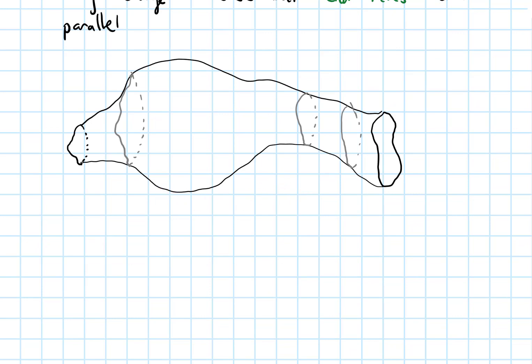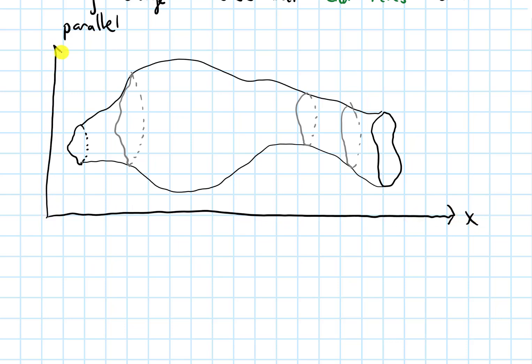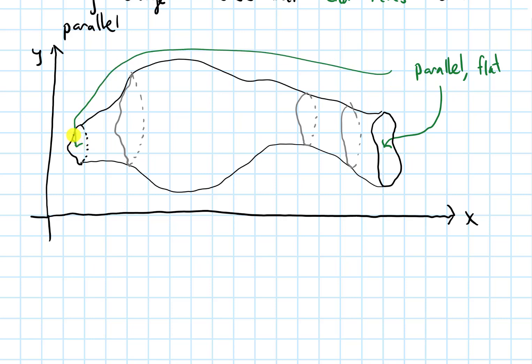What I'm going to do is set up some axes. Maybe I'll call this the x-axis and this the y-axis. The way that I have my axes oriented, these end faces, the ones that are parallel and flat, there's one over here and there's one over here. Those are both parallel to each other, and they're parallel to one of my axes. In my picture, they're parallel to the y-axis.